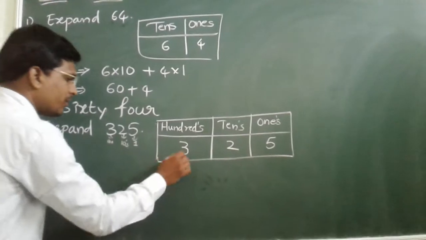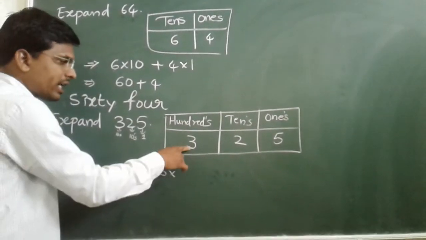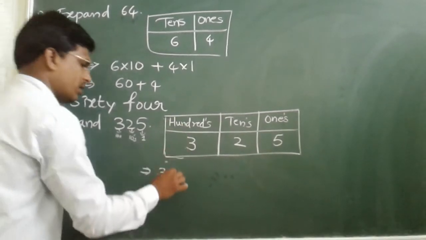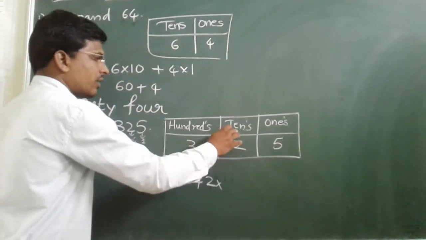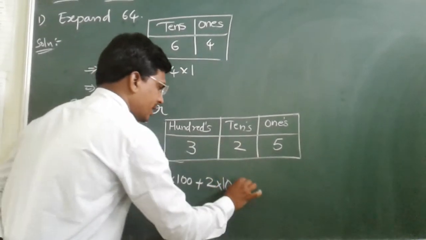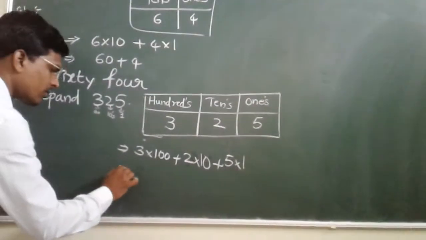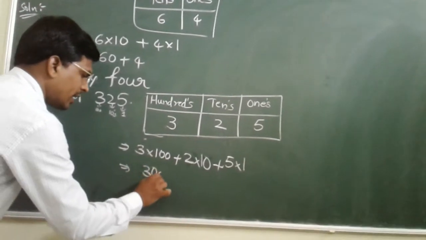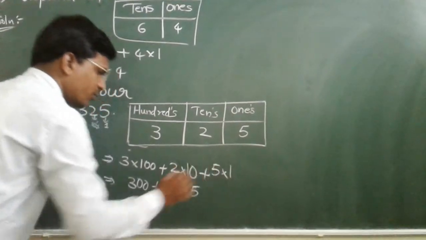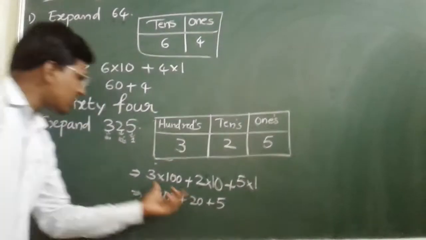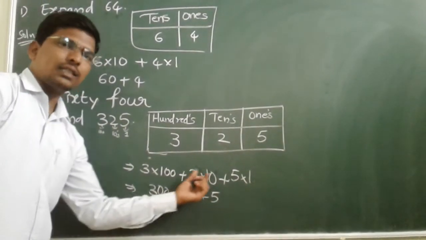So how do you expand this number? First write this one. 3 is a number, and what is its place value? 100. Write 100. 2 is in the tens position, so place 10, and 5 is in ones place, so multiply with 1. So 3 into 100 is 300, plus 2 into 10 is 20, plus 5 into 1 is 5. So this is the expansion form of 325: 300 plus 20 plus 5.